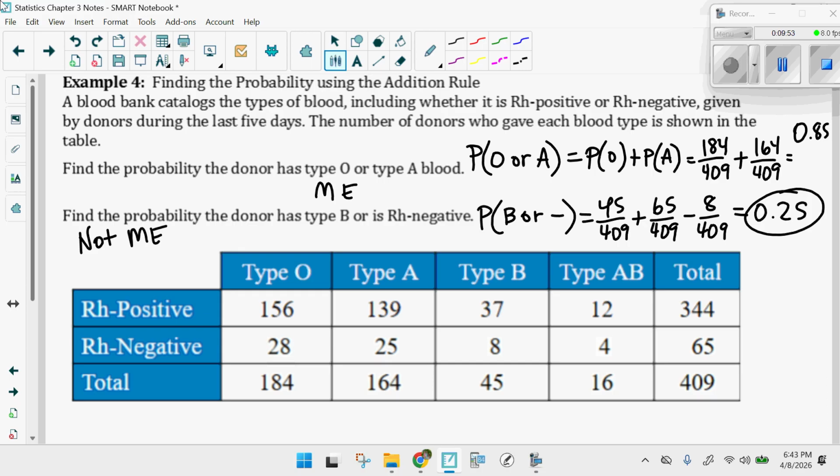So our addition property, depending on if it's mutually exclusive or not mutually exclusive, we can account for any of those overlaps or any of those events that have common outcomes, and we can subtract out those probabilities.